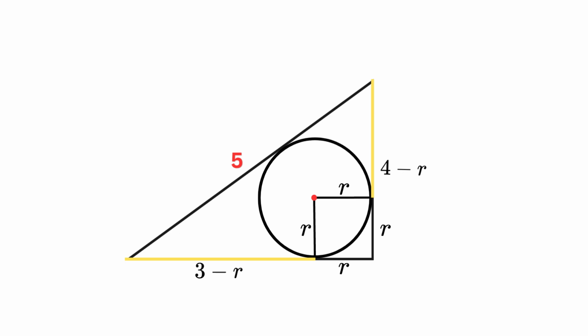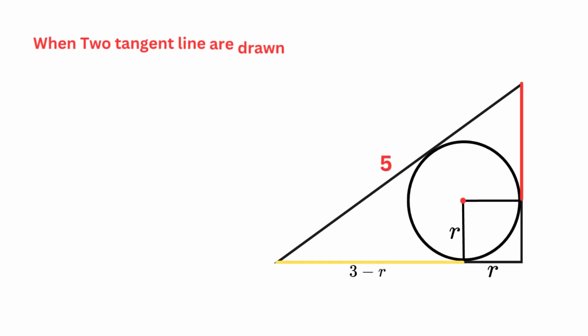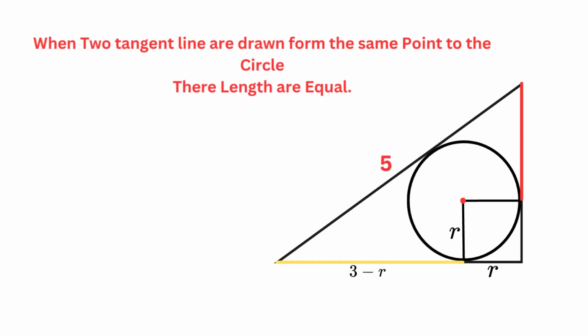Okay, now look, these 2 lines, we know one side length is 3 minus r. Remember that when 2 tangent lines are drawn from the same point to a circle, their lengths are equal. So, by the tangent theorem, this line also equals 3 minus r. And the same theorem applies to this side. This line is 4 minus r, so this line is also 4 minus r.